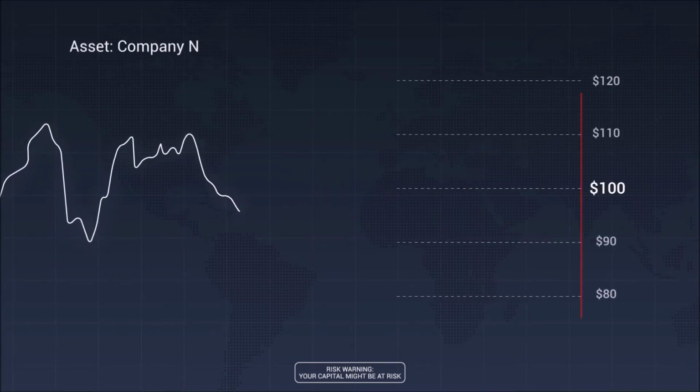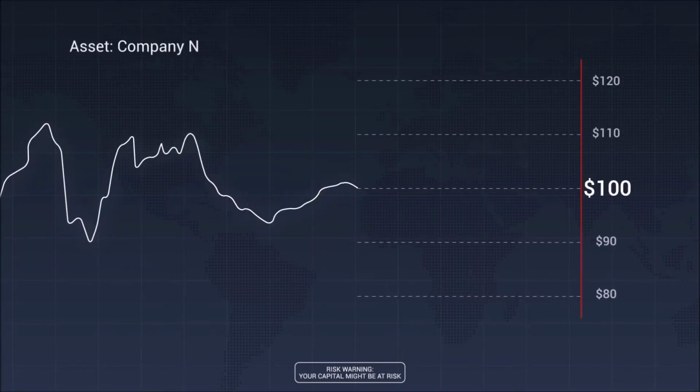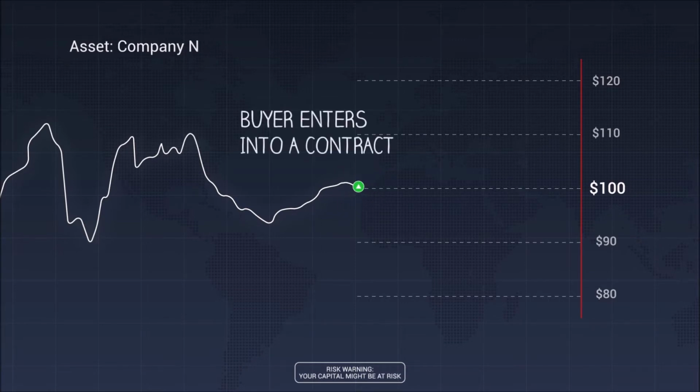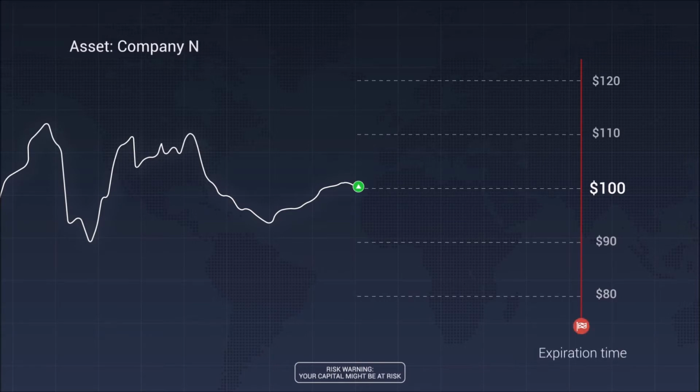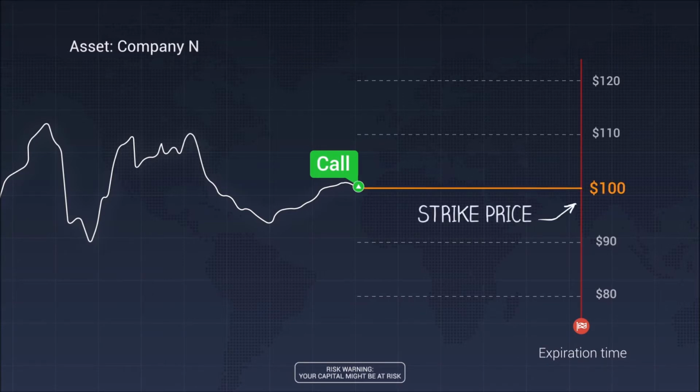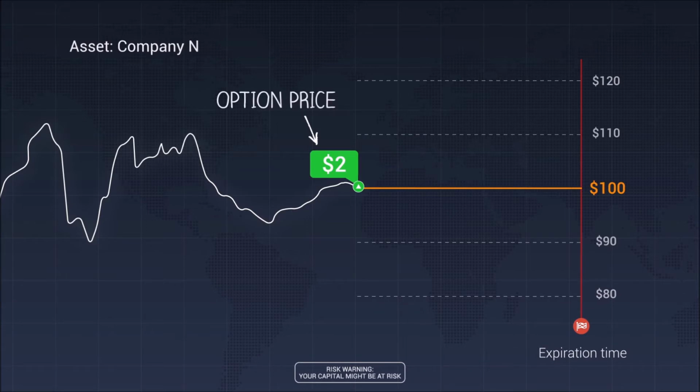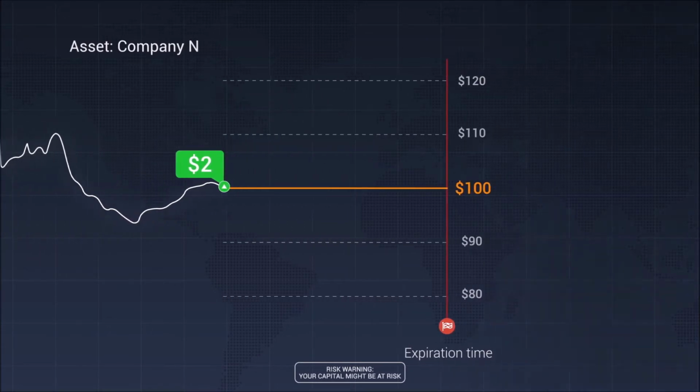Suppose that the current value of a company's stock is $100 per share. The buyer enters into a contract that grants the right to buy the asset at $100 per share for a limited period of time. This type of contract is called a call option, and the set price in the option contract is called the strike price. For the purpose of this example, we will say that the cost of this contract is $2. In other words, this is the price of the option. Let's look at 3 possible scenarios.